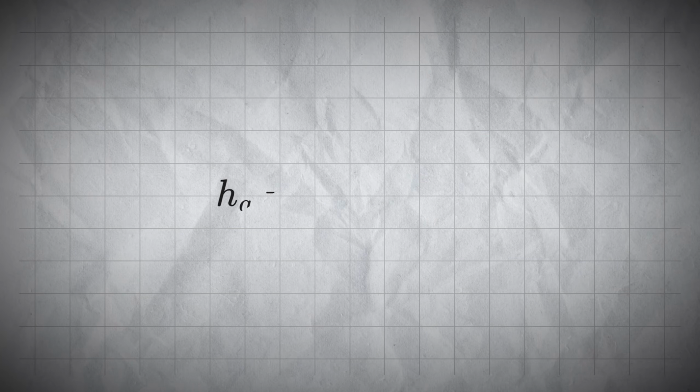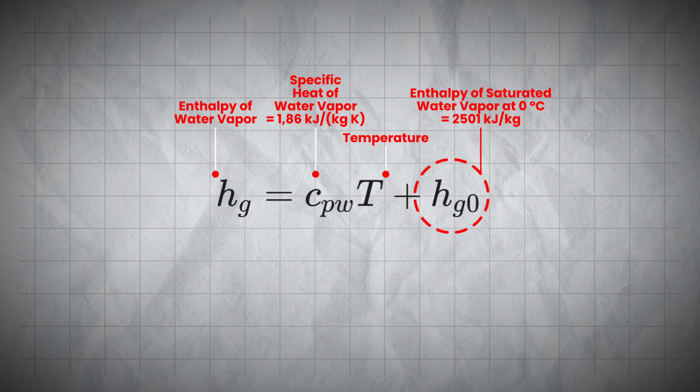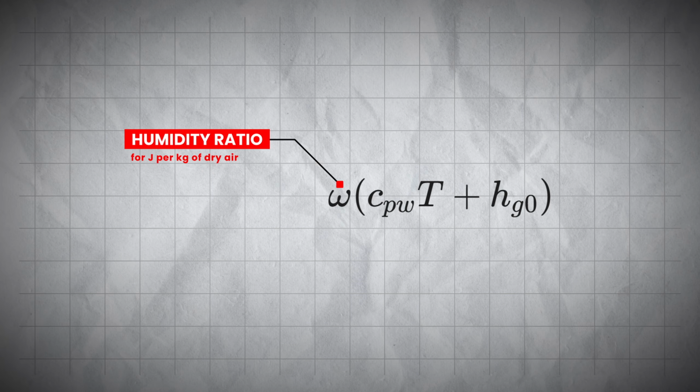We calculate the enthalpy of water vapor in the same way as dry air. However, even though we eliminated the reference temperature, we still need to include the reference enthalpy. This reference is the enthalpy of saturated water vapor at 0 degrees Celsius. Since the enthalpy of water vapor is measured in joules per kilogram, we multiply it by the humidity ratio to express it in joules per kilogram of dry air.